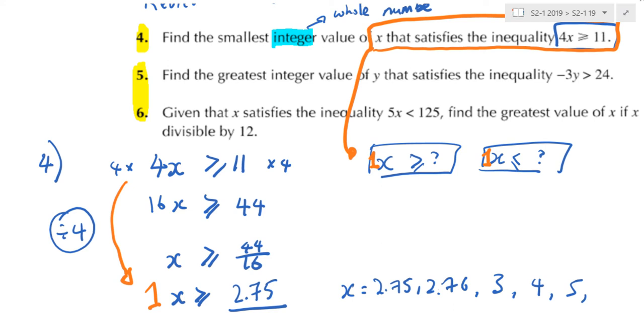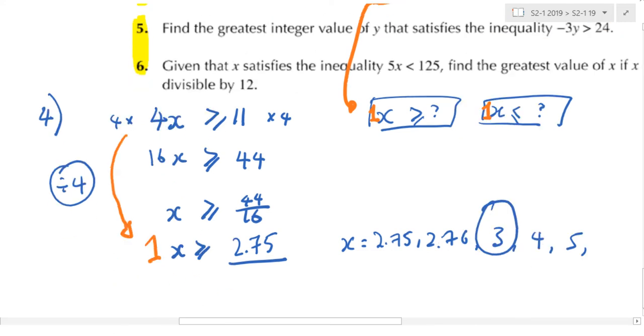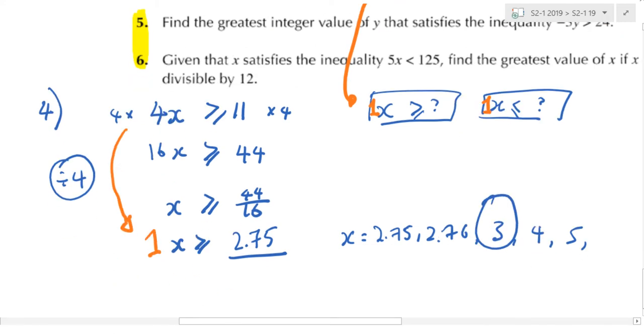Lucas asked, what does satisfy mean? Satisfy means must meet the condition. What's the condition? X must be more than this. Not only this one number, but there's 1 million numbers here. But what is the smallest integer? 3. Because x must be more than or equal to 2.75. So what's the next closest whole number? 3. So x is equal to 3.